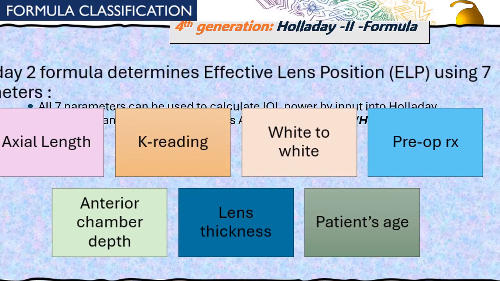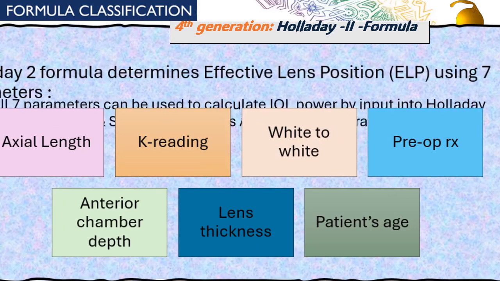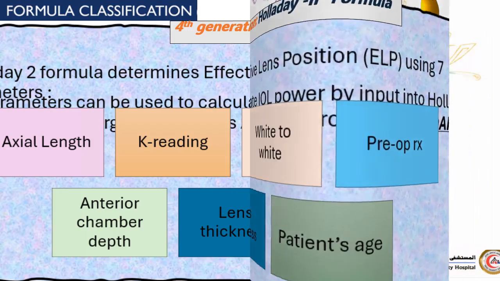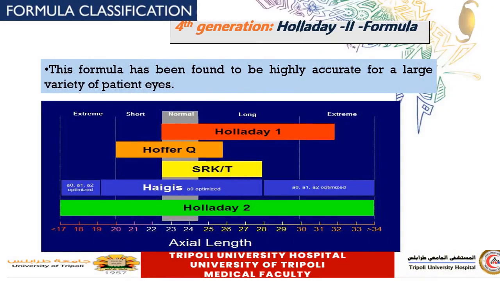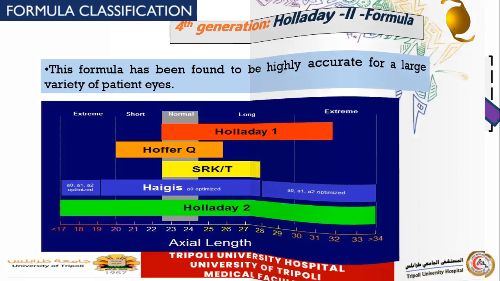After that, some studies were conducted to demonstrate the efficacy of this formula, and they found that it is valid over a large range of eyes, that is in short eyes, average sized axial length, and long eyes. So you can see that when they compared the Holiday formula to the Hoffer formulas or the SRK/T, they found that the Holiday formula is very accurate in almost a large range of eyes, and it received a large adoption by most of the doctors. Up till now, they are using the Holiday 2 formula.